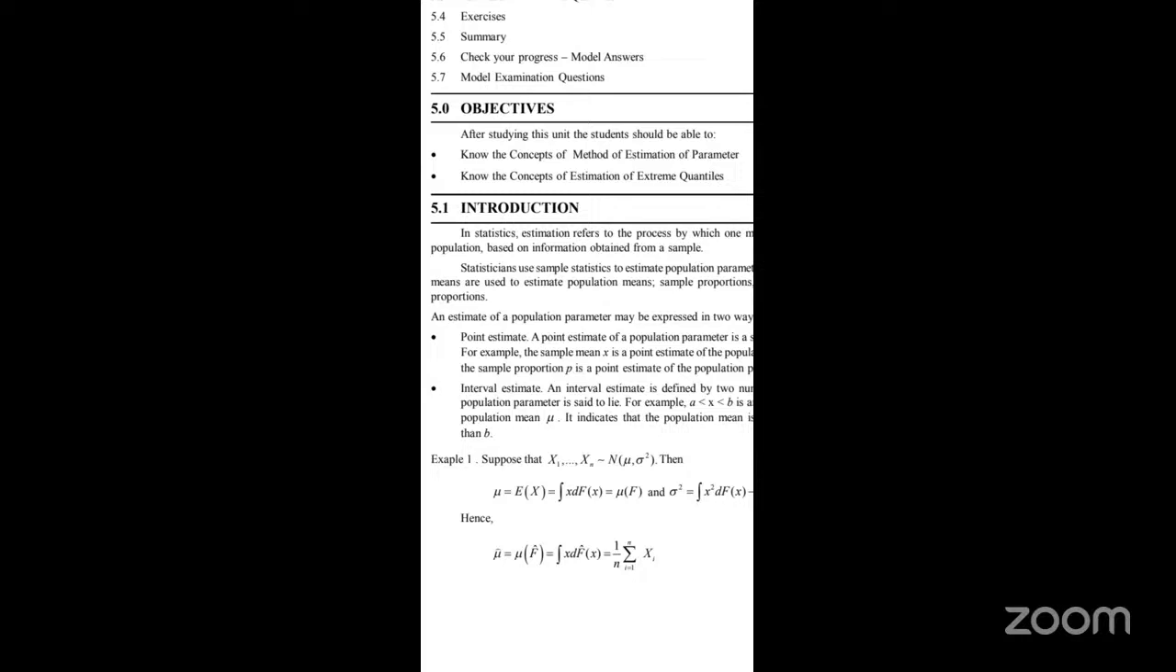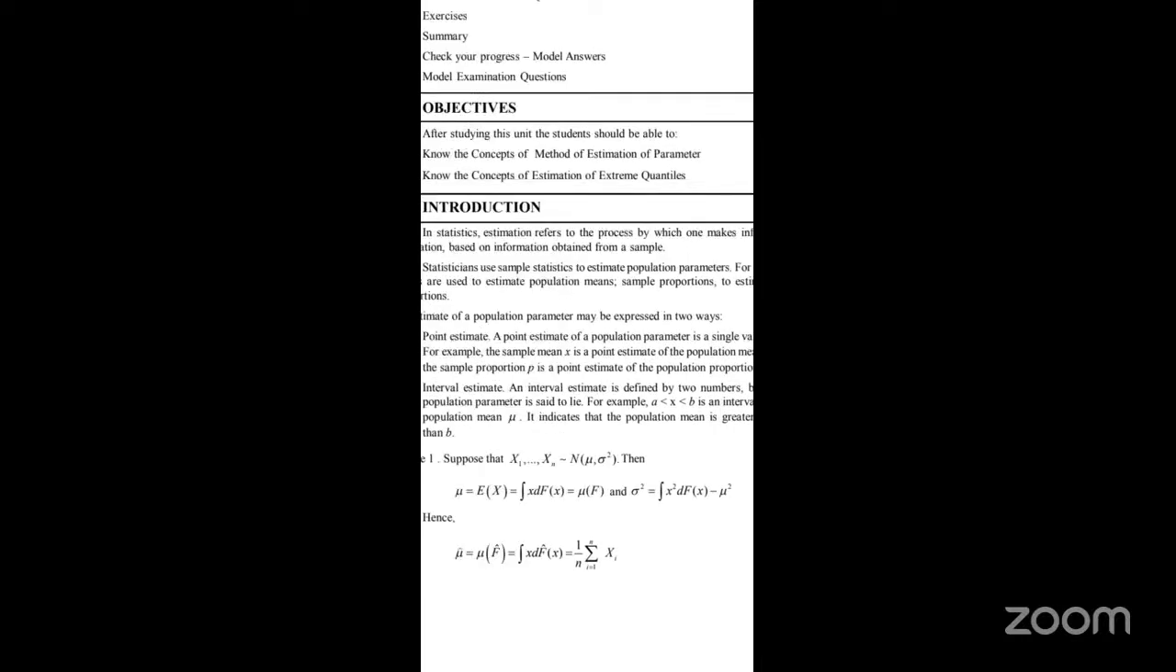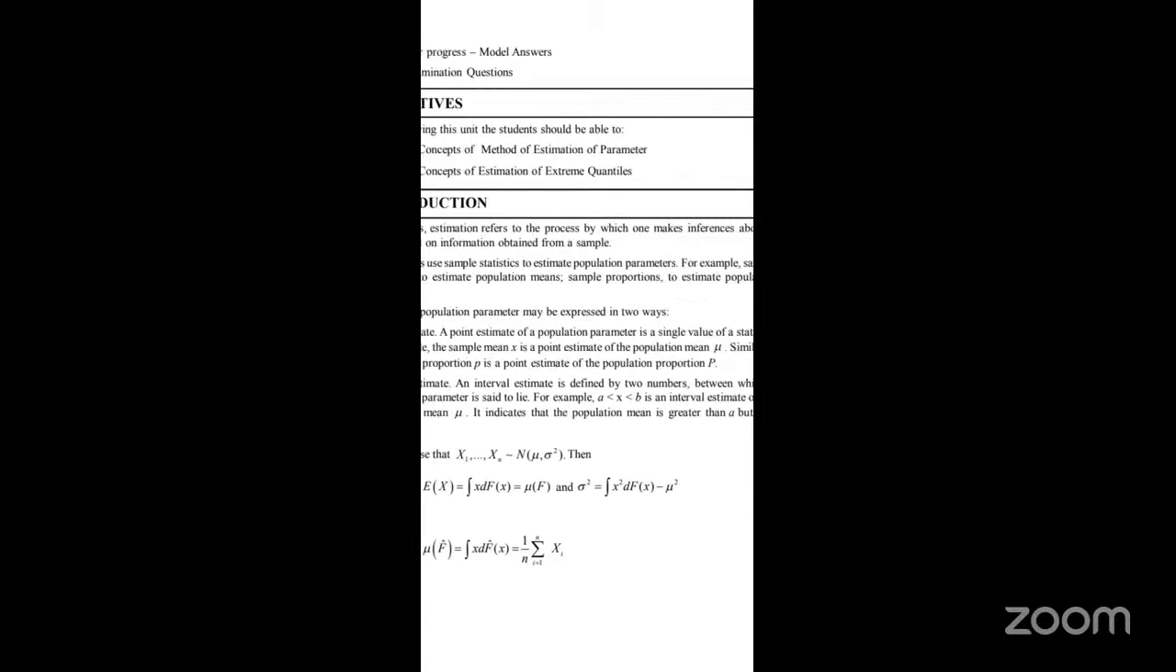A point estimate of a population parameter is a single value of a statistic. For example, the sample mean x bar is a point estimate of the population mean mu. Similarly, the sample proportion is a point estimate of the population proportion.